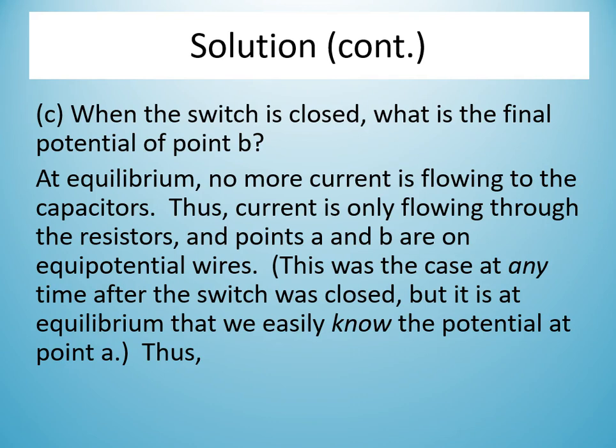That's easy enough. That current, after it's been closed for a while, is going to be in equilibrium, so there will be no current flowing into the capacitors anymore, so the only current is going to be going through the resistors. That's what we already had in part A. So that potential is going to be 8 volts.